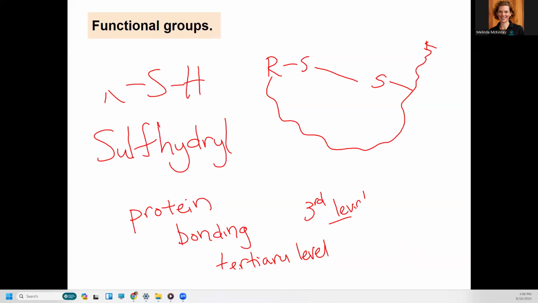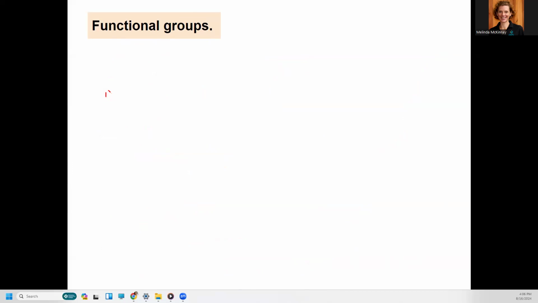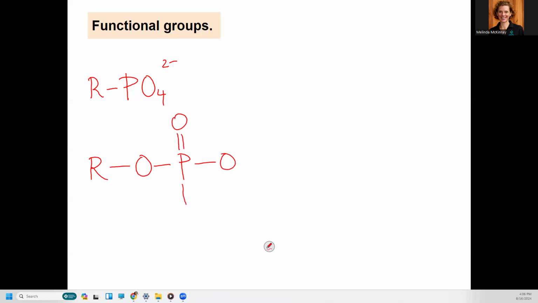All right, got 2 more. We have a phosphate. So this is a really important functional group. The phosphate, we've got our R, and it's PO4, and it actually has a -2 charge. So the phosphate, if I was to draw it out, showing the covalent bonds, you've got oxygen, and then phosphate, which is bound to 3 more oxygens, 2 of which have a negative charge.